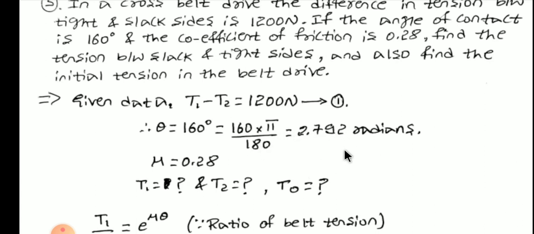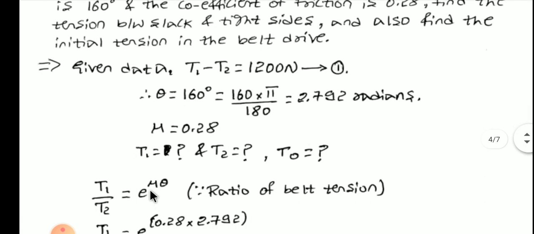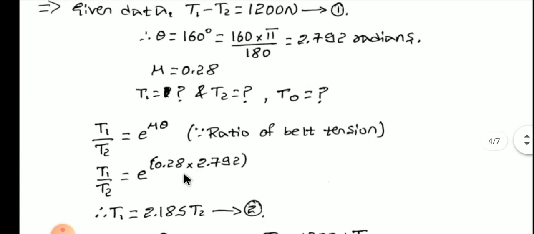Theta is given, mu is given, substitute both the values. Mu is 0.28, theta is 2.792 radians. E raised to 0.28 into 2.792 will give you 2.185. Take this T2 to the right hand side, it will be T1 is equal to 2.185 into T2. Call this equation 2.